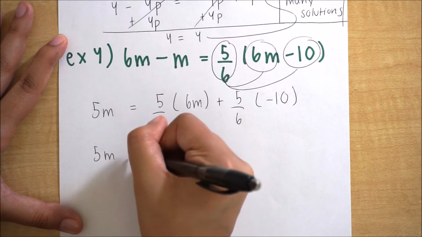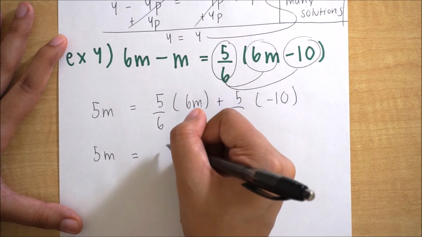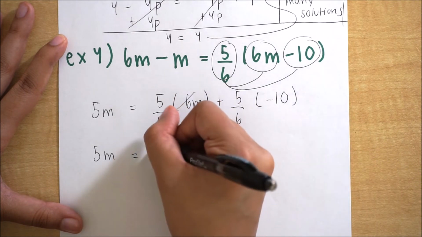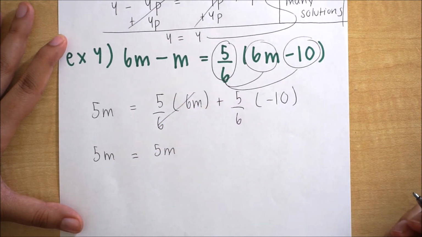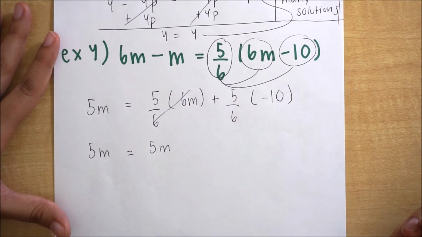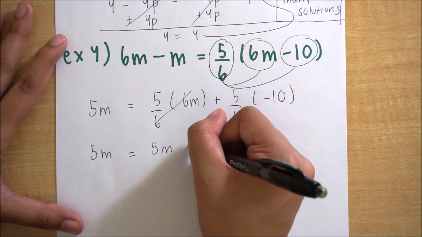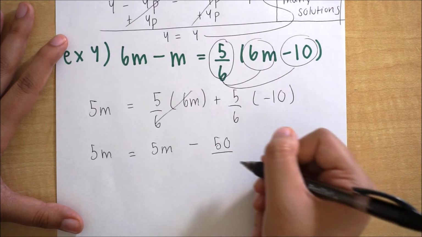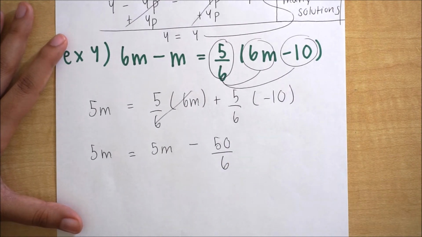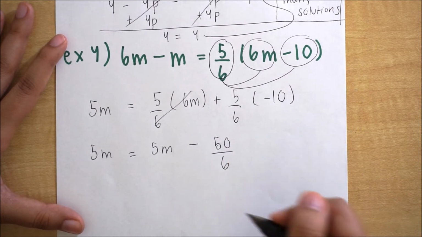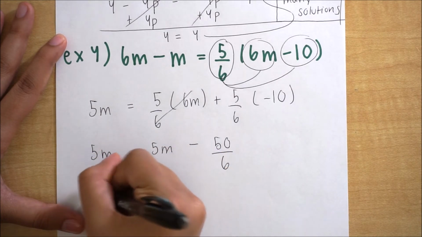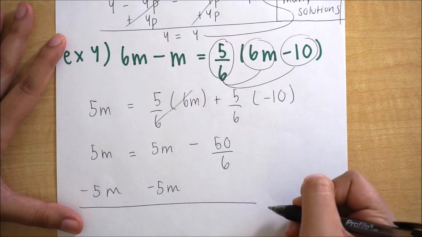All right, so we have 5m is equal to 5m, because those two 6's cancel out, because 6 divided by 6 is 1. So we have 5m plus 5 over 6 times negative 10, which is negative 50 over 6. The negative will overpower the positive sign. Once we get that, we can subtract 5m from both sides to try to isolate m.